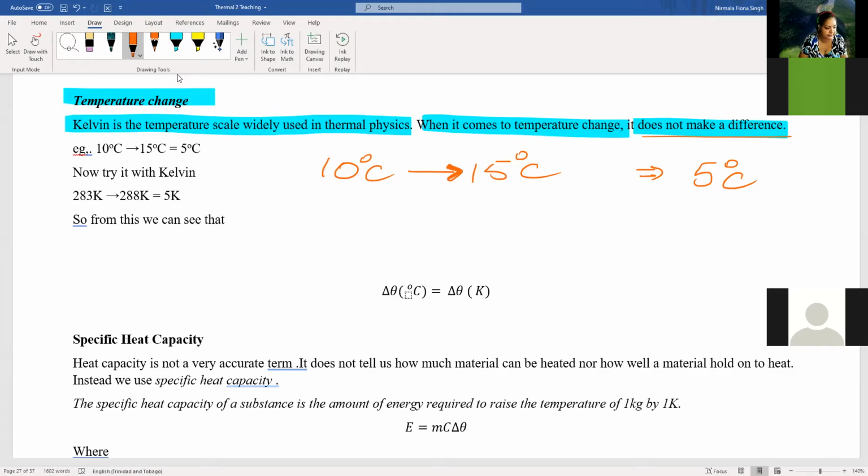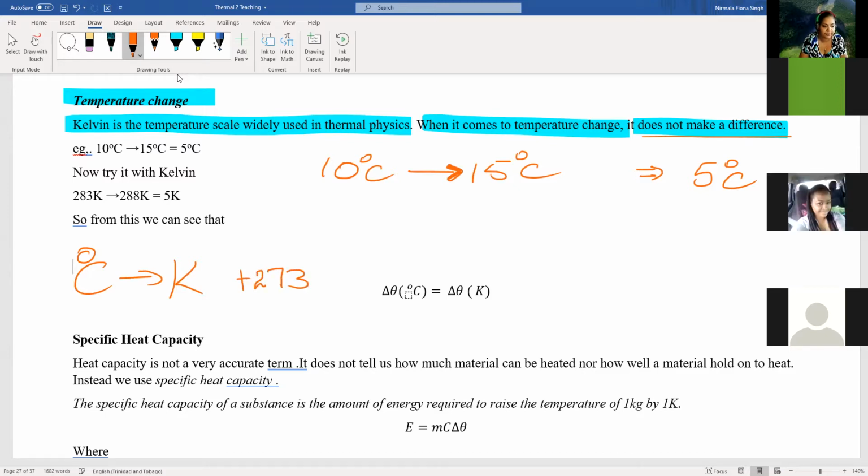Y'all, how do we convert Celsius to Kelvin again? Somebody tell me. We add how much? 273. So you all tell me right now, if my temperature is 10 Celsius, what is it in Kelvin? 283, right? And if my temperature is 15 degrees Celsius, what is it in Kelvin? 288 Kelvin. What's the difference in these two numbers? 5 Kelvin. Still 5 Kelvin, right?